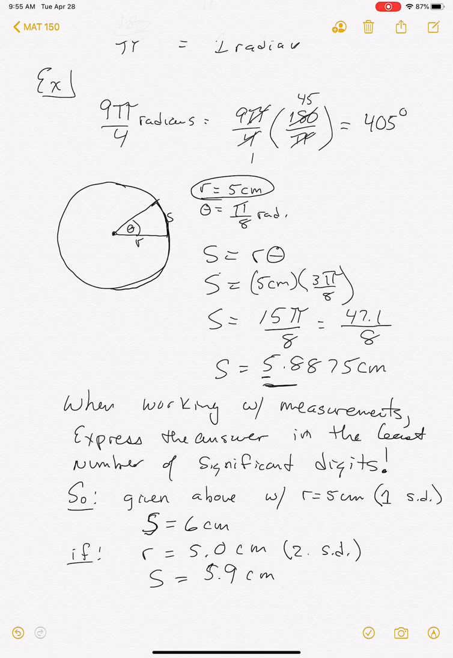Now remember, rounding is really just about introducing error. If I were to ask for the exact answer, then I would leave 15 pi over 8, because that's exact. As soon as I multiply to calculate an approximate value of pi, I'm introducing error. Okay? So there are some examples.